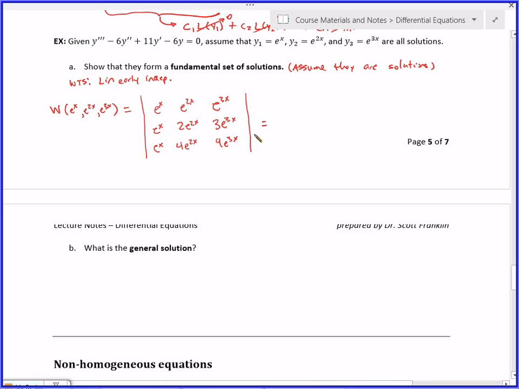And here's where you've got to remember how to take a 3 by 3 determinant. Forward diagonal plus forward diagonal plus the forward diagonal. You multiply along those diagonals. So you get 18e to the 6x, right? e to the x times 2e to the 2x times 9e to the 3x. 1 times 2 times 9 is 18. e to the x times e to the 2x times e to the 3x. You add the exponents, you get e to the 6x.